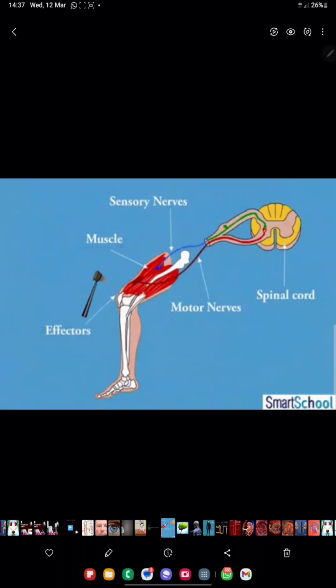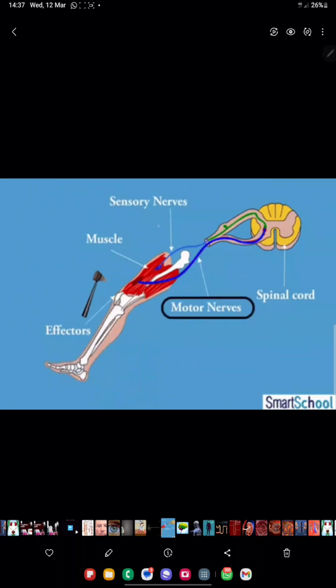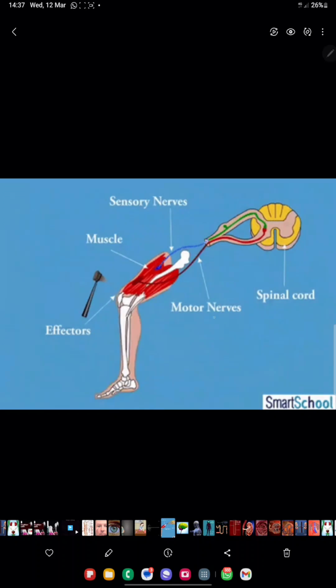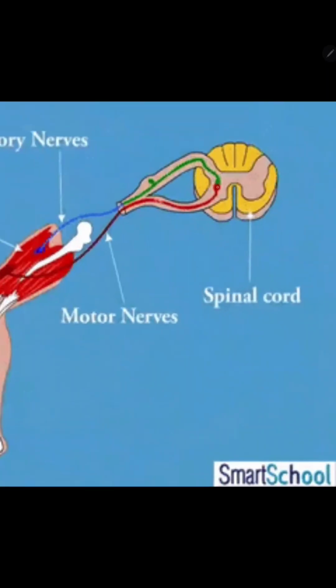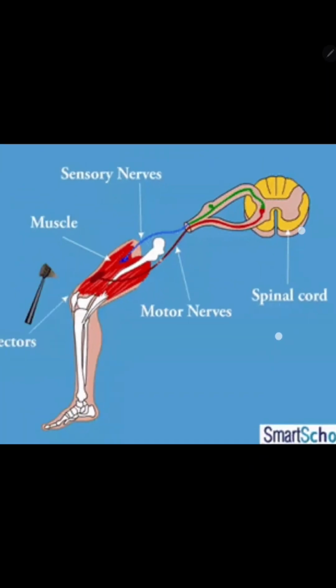To maintain these reflex actions, three types of neurons are involved. Here you can see three types of neurons: sensory neurons, motor neurons and the interneuron. These interneurons are present inside the spinal cord.